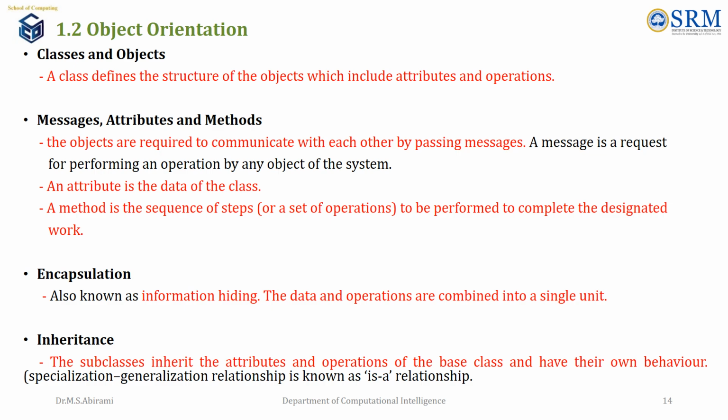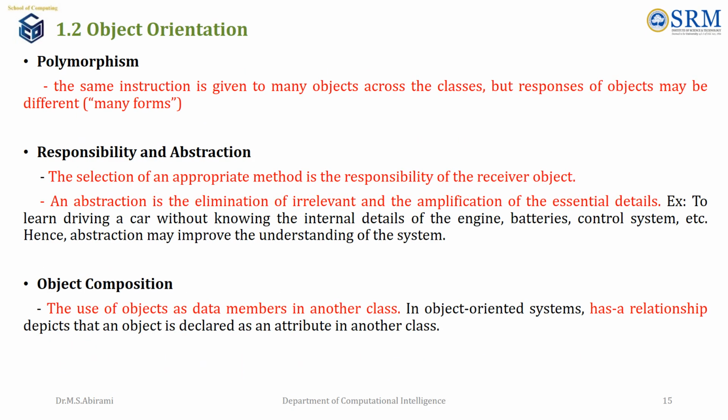The next feature of object-oriented software engineering is encapsulation, otherwise called information hiding, which means the data and operations are combined into a single unit. The next concept is inheritance. The subclass inherits the attributes and operations of the base class and has its own behavior. Here we have a relationship called the specialization-generalization relationship, also called the is-a relationship. The next feature is polymorphism. That is, the same instruction is given to many objects across the classes, but the responses of the objects may be different. That is, in many forms.